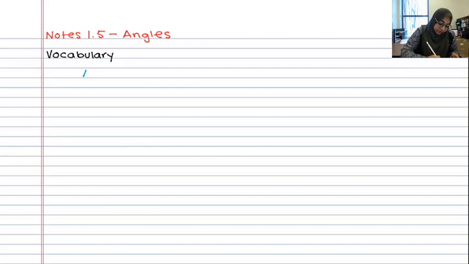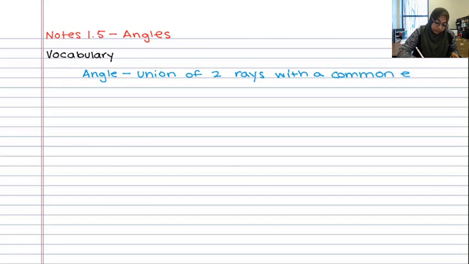So before we talk about any relationships within angles, we actually need to talk about what an angle is. An angle is defined as the union of two rays with a common endpoint. Okay, a union of two rays with a common endpoint.